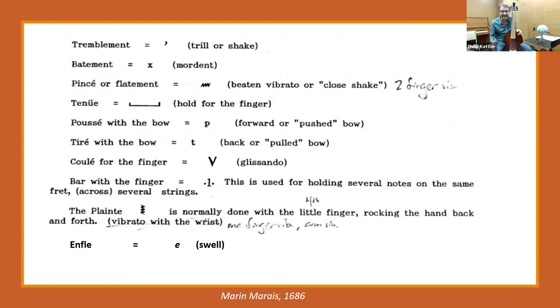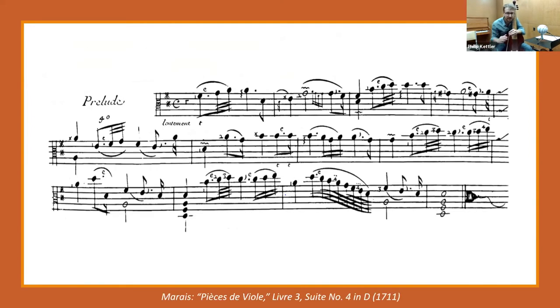The very last one, that little italic E called an enflé, that's a big swell. So, these are the kinds of things that French composers, for example, liked to put all over their music to give us instructions of what to do. This is a piece by Marin Marais, who's one of the most important gamba composers.